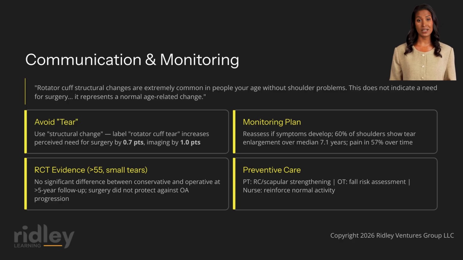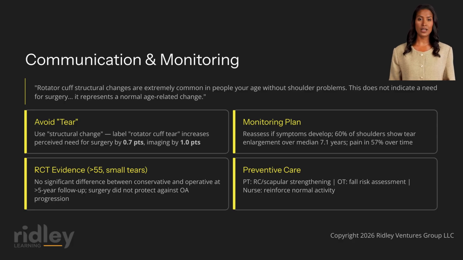The clinician explains that if shoulder symptoms develop in the future, exercise-based treatment is effective for the vast majority of patients, with more than 80% reporting reduced pain and improved function at 6 to 12 months with supervised physical therapy. A monitoring plan is established that includes periodic reassessment if symptoms develop, with the patient counseled that tear enlargement occurs in 60% of shoulders over a median of 7.1 years, and that pain develops in 57% of asymptomatic tears over time.